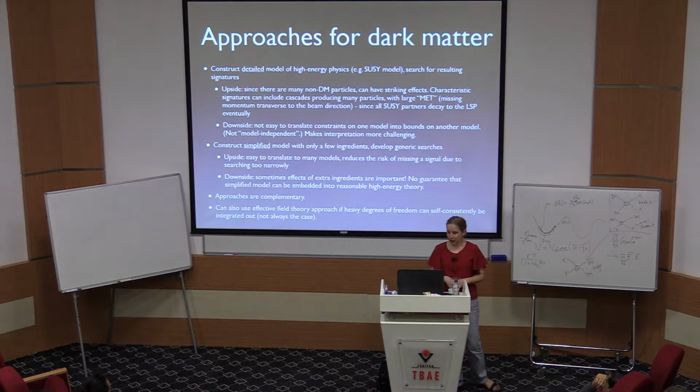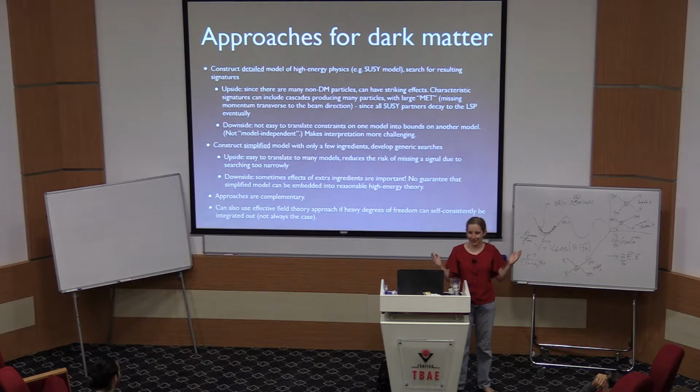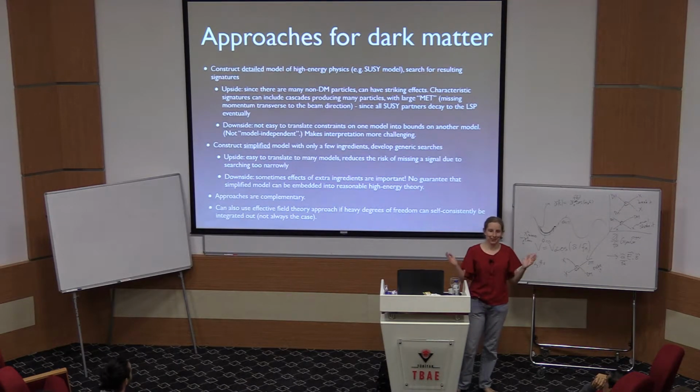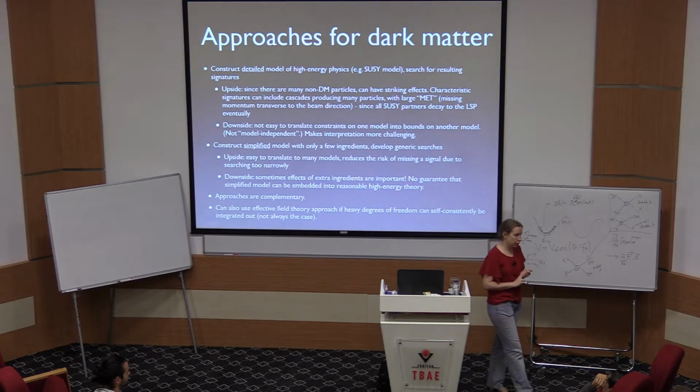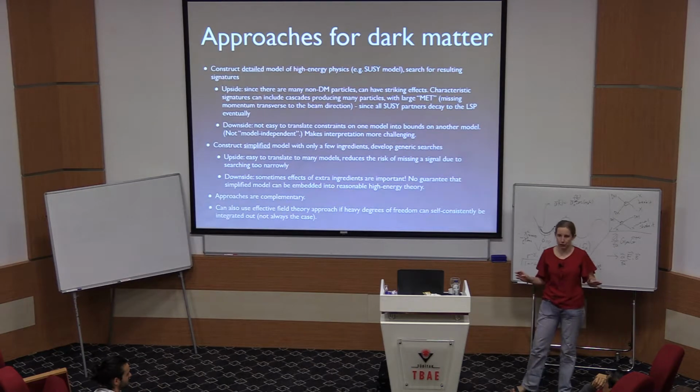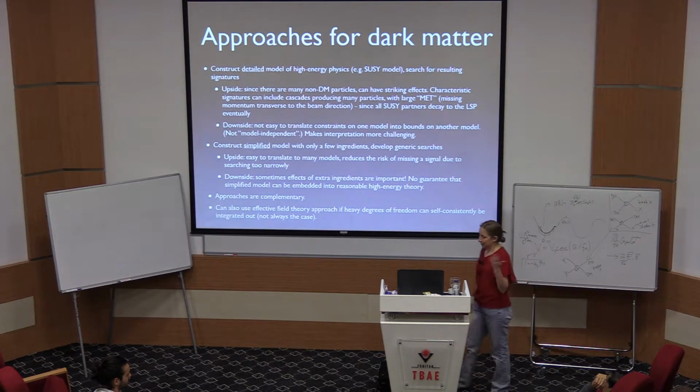Now, there's a general tension here, which is that at the LHC, it's very hard to take the entire data set and say, I'm going to do a generic search for dark matter in this data set. You need to specify what kind of signature you're looking for. And there are broadly three general approaches here, in varying levels of model dependence.